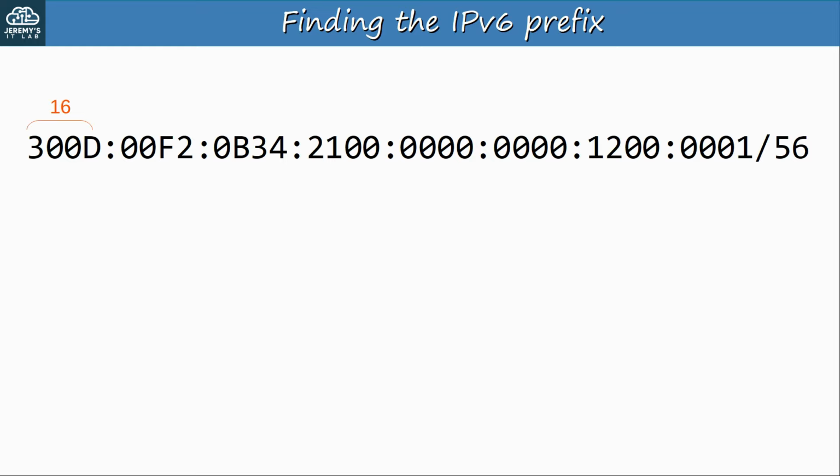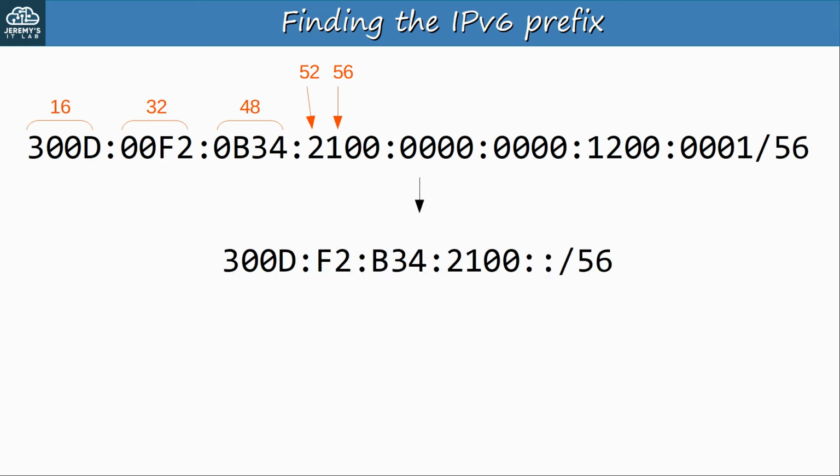This first quartet is the first 16 bits of the address. This one brings it to 32 bits, 48 bits. This 2 contains the next 4 bits, so 52. And this 1 contains another 4 bits, so 56 bits. So these first 14 characters are the network portion of the address, the prefix. Everything after is the host portion, so we can change them all to 0 to find the prefix.